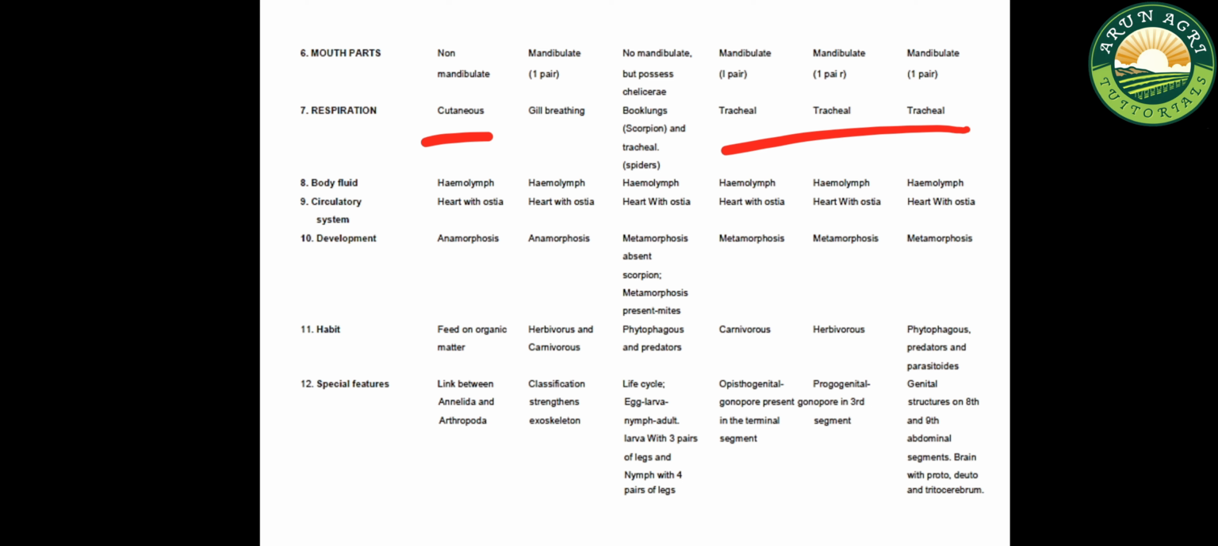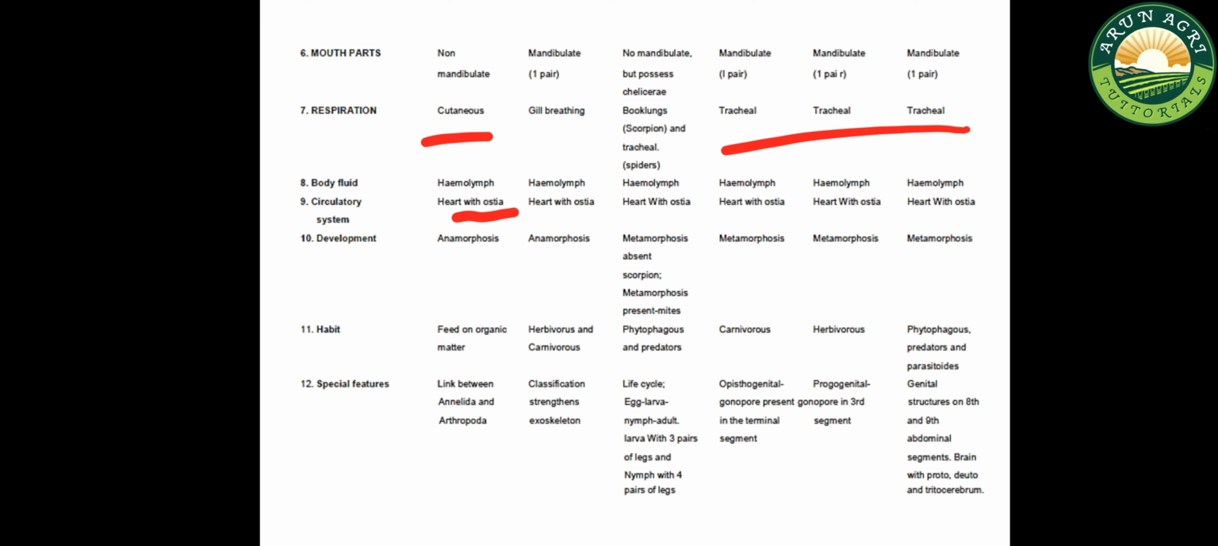And regarding the body fluid, which is nothing but blood, in all the classes there is a similarity: it is hemolymph. The blood of an arthropod is called hemolymph itself. And regarding the circulatory system, in every case it has a heart with ostia.